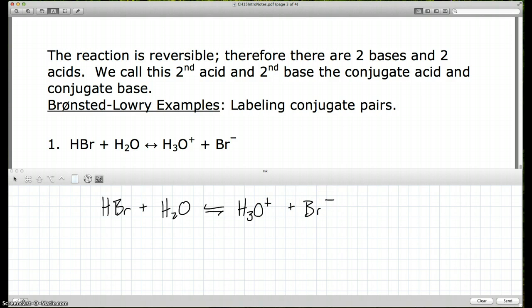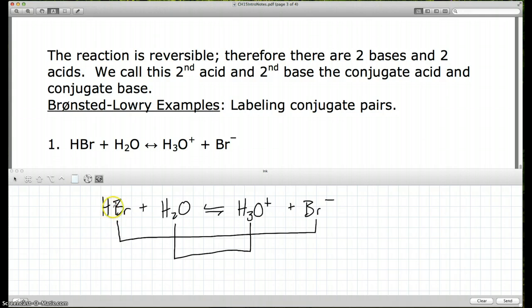Br minus. So what I do when I pair these up, I start with the first chemical here, HBr, and HBr is turning into Br minus. H2O is turning into H3O plus. You can see that they're kind of similar.